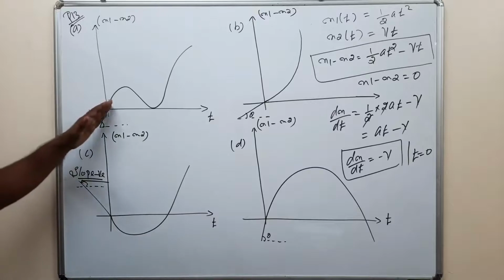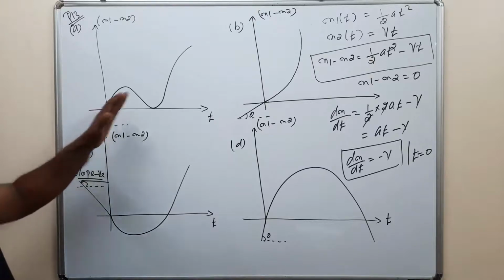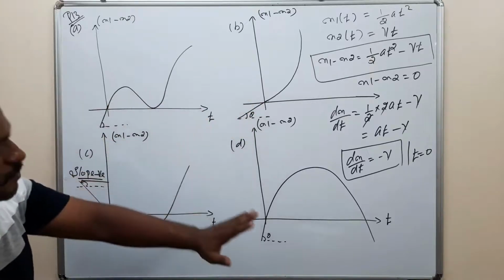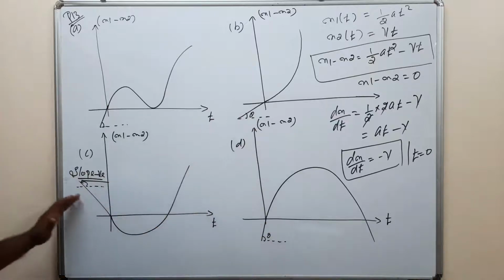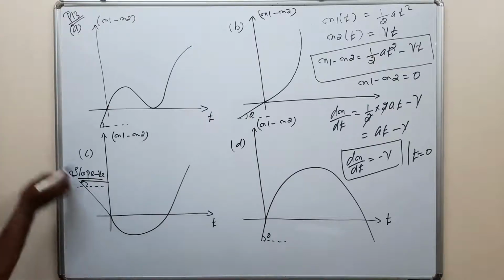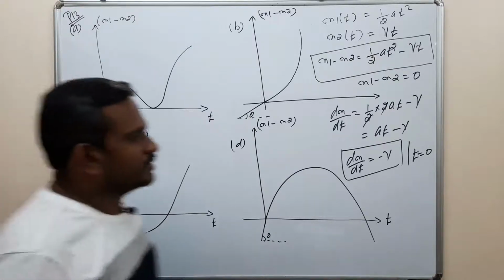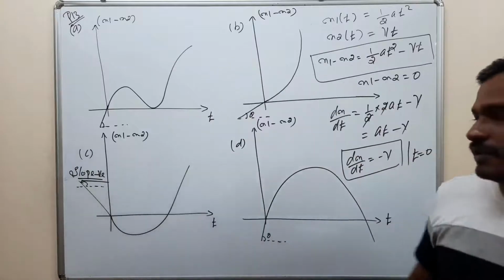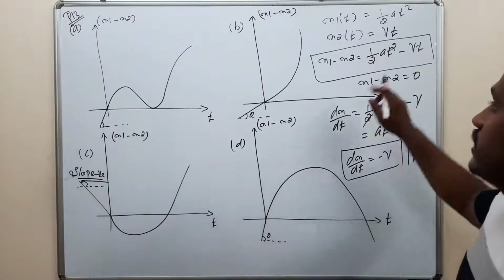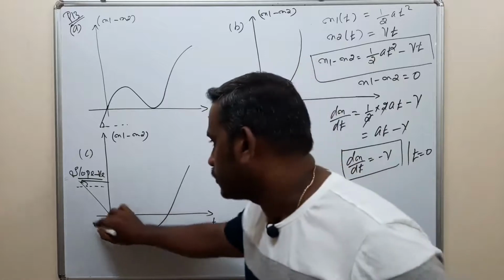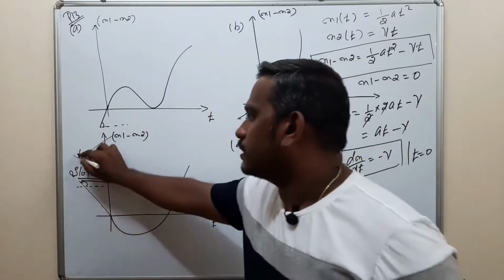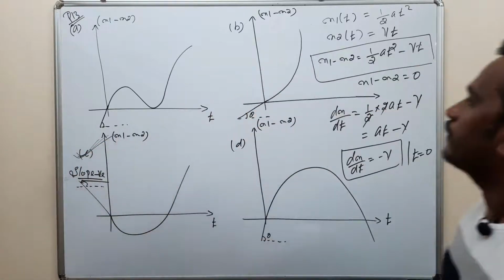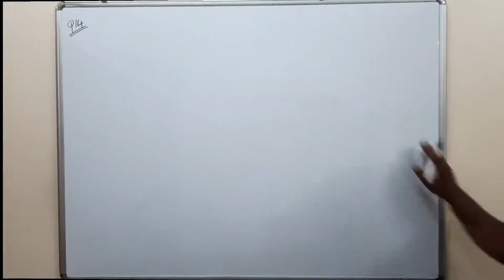So in this graph, at time t is equal to 0, the slope is positive. Here also the slope is positive. Here also the slope is positive. For this curve, the slope is negative. So this graph should be the answer, that is x1 minus x2 is equal to, so option C is the answer.